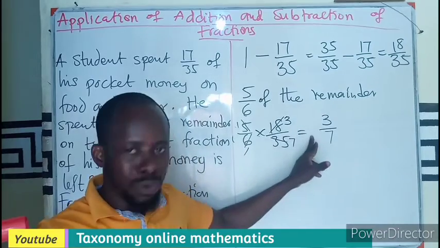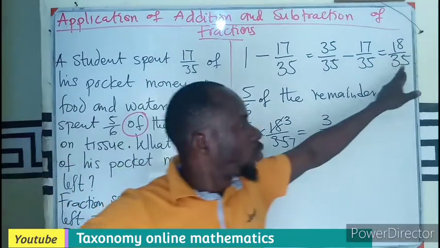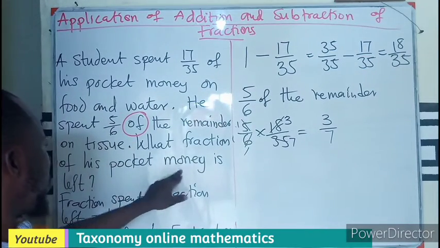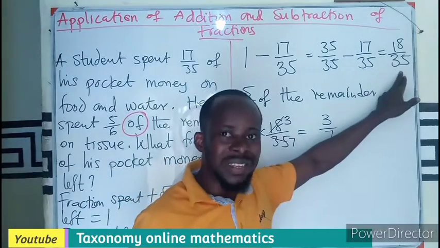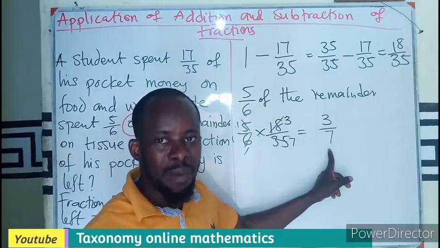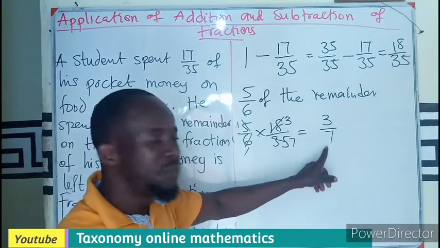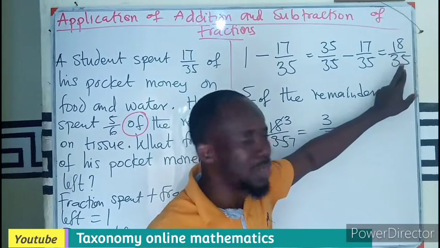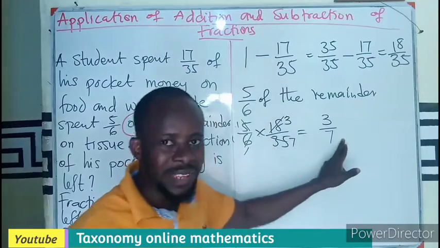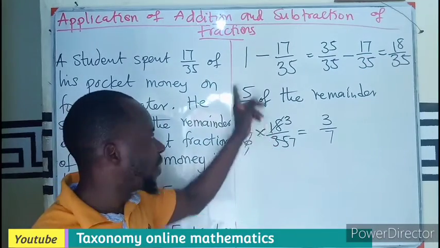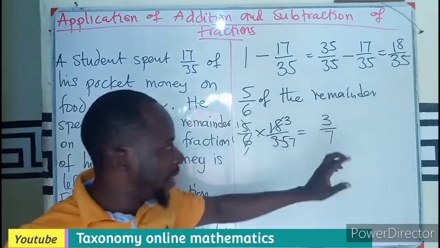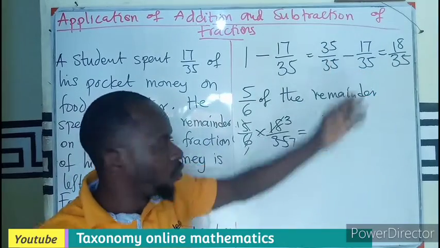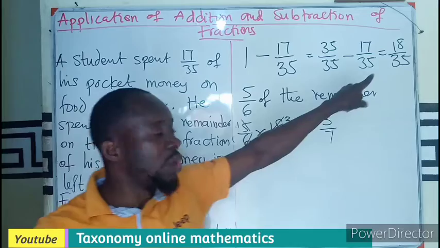I spend this amount on tissue out of this. So the question is asking, what is the fraction of his pocket money left? So if I'm having 3 cedis and I spend 50 pesewas, how much will be left? 3 cedis minus 50 pesewas. So this is the amount left, which is no more on 1, but on 18 over 35. The amount I spent, I didn't spend 5 over 6. I spent 5 over 6 of the remainder. Meaning the remainder, this money is divided into 6 parts, and I spend 5 out of it.